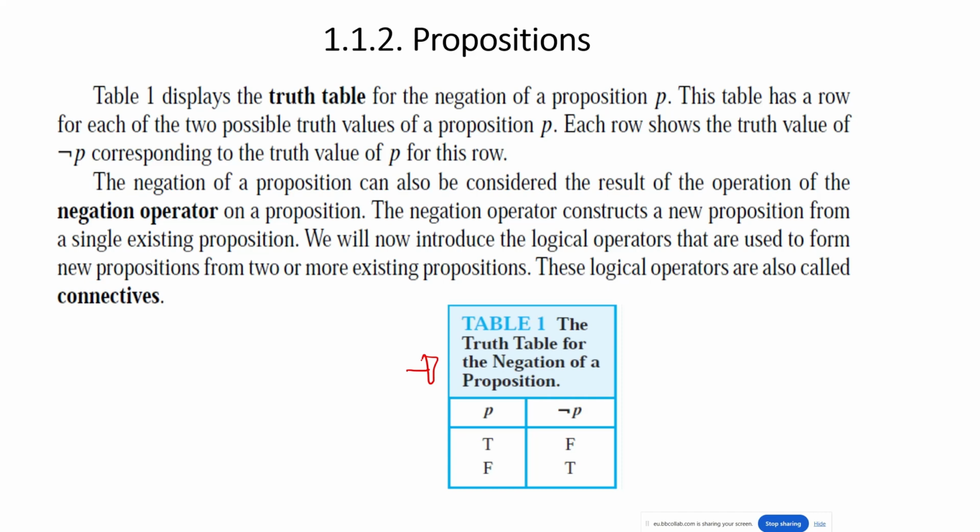You've seen this before. So the truth table is basically a table where I mention the proposition and all the possible values that it can have. So a proposition can be true or false. That means if I do not P, the negation of P, if it was true, it will become false. If it was false, it will become true. So that's what it is.